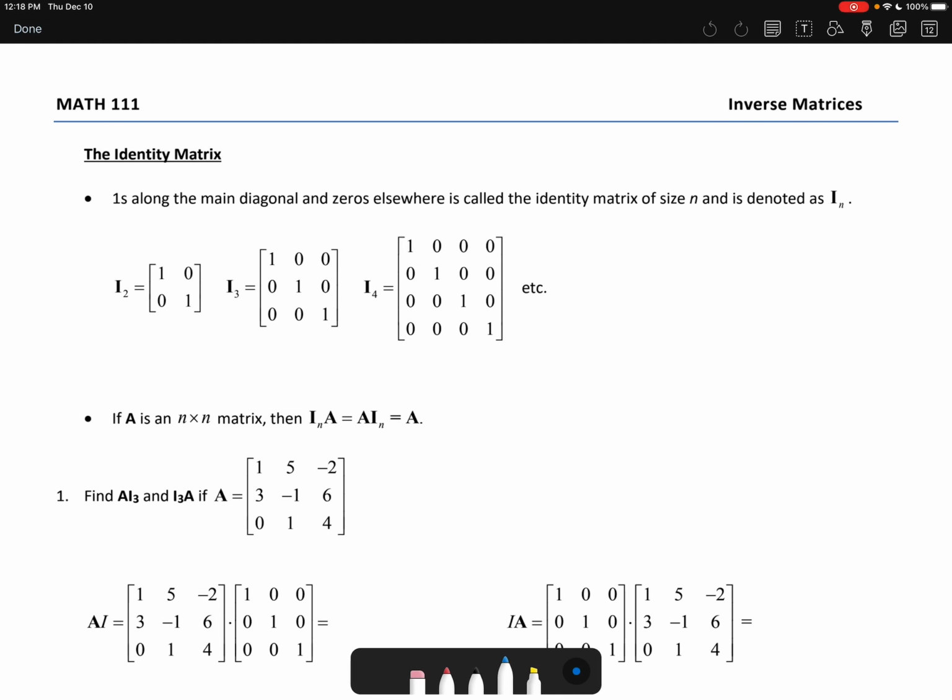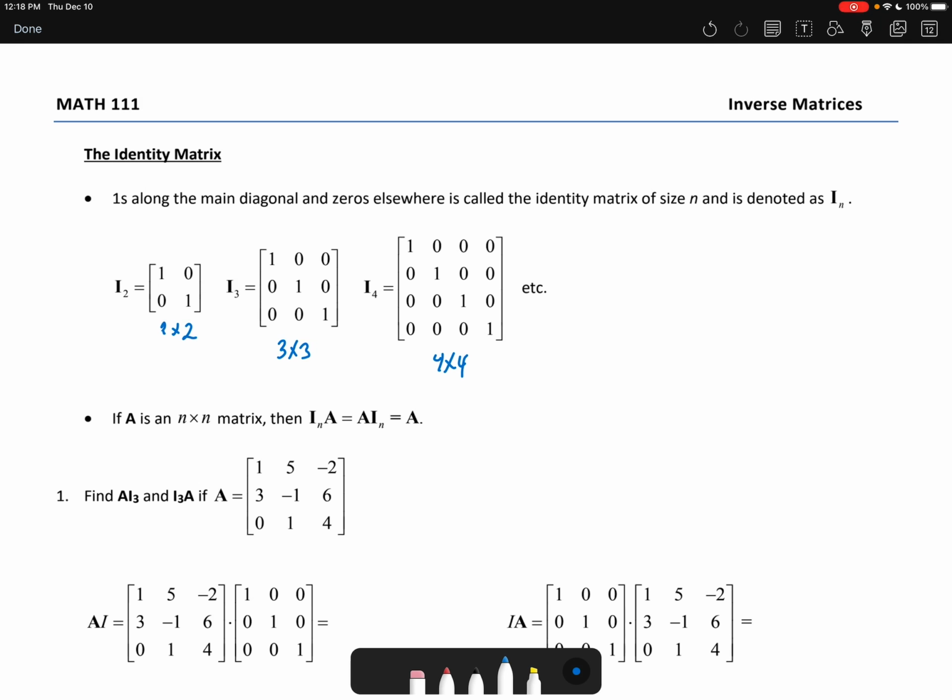So today we want to talk about inverse matrices. Before we can talk about inverse matrices, we have to define what the identity matrix is. The identity matrix is the matrix with ones along the main diagonal and zeros everywhere else. This is called the identity matrix of size n, and sometimes you'll see that as I sub n. The sub n just tells you what dimensions you have. So I2 is a 2 by 2, I3 means a 3 by 3 identity, and I4 means a 4 by 4 identity, and that could continue up to any dimension.